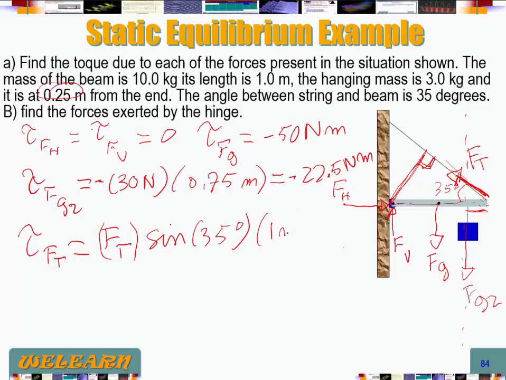Times 1 meter. Okay, now this torque is going to be able, if it was acting by itself, to rotate the beam in the counterclockwise direction, so it is positive.